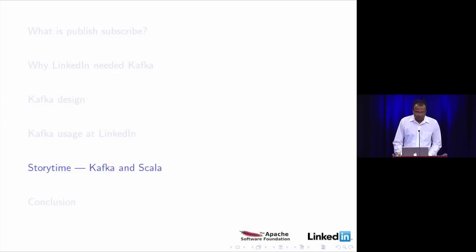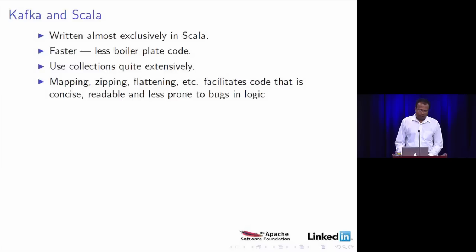So with that, I'm going to go into a few interesting experiences we had with Kafka. Kafka is written almost exclusively in Scala. I think we're at about 15,000 lines of code or so, and that's excluding tests. We do enjoy the fact that it's faster to develop in Scala. It just cuts down a lot of boilerplate code, I think.